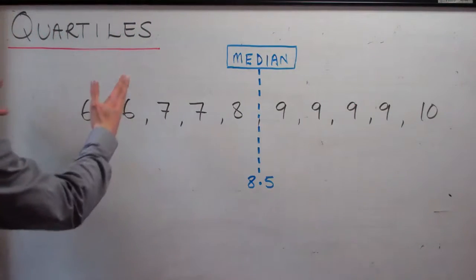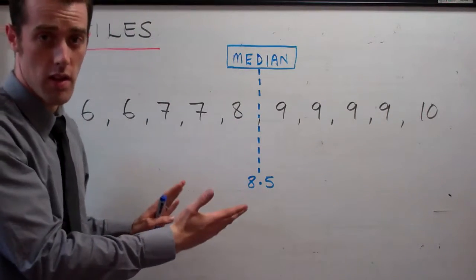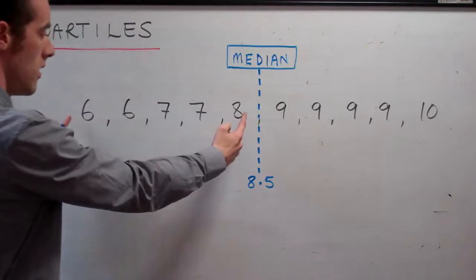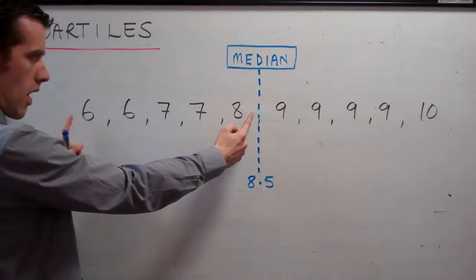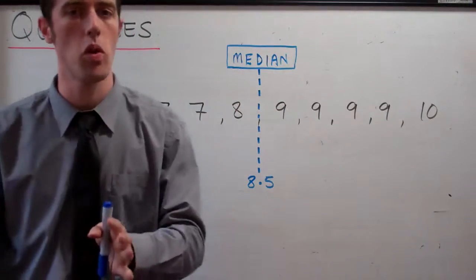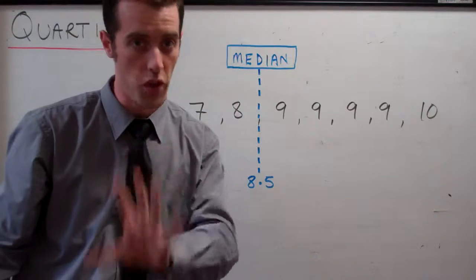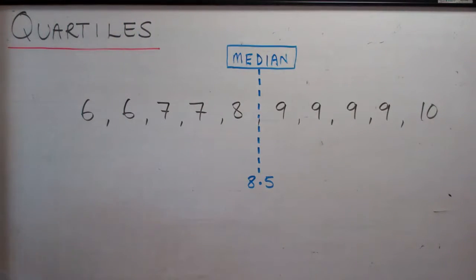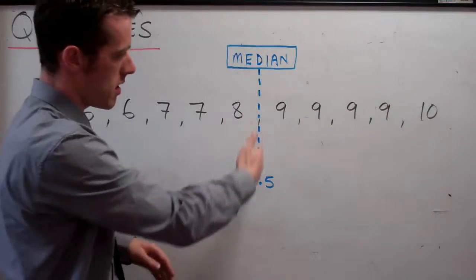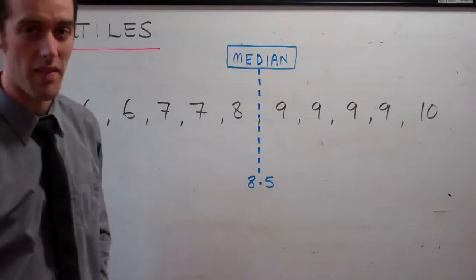Now, the median halves the data set, while quartiles quarter the data set. So this is now half of your data set, and this is half of your data set. A lot of you will be familiar with the term for quartering: half it and then half it again, and that's really what we do with quartiles. So, we half the data set, that's the median, 8.5, then we take each half and half it again.